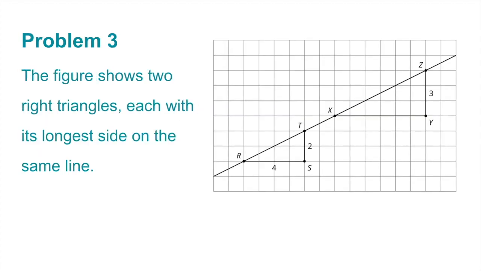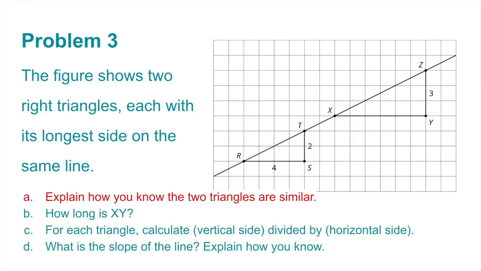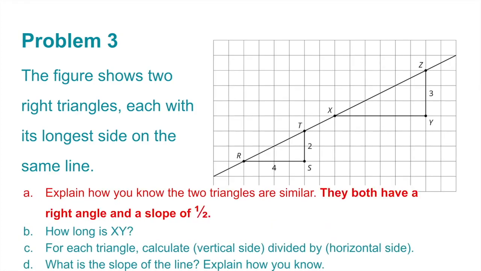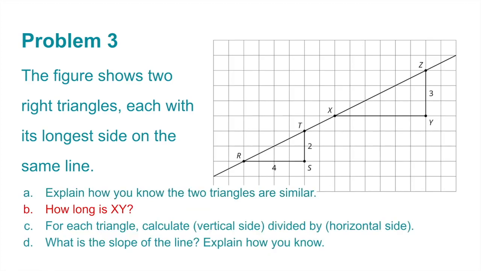Number three, the figure shows two right triangles, each with its longest side on the same line. A, explain how you know the two triangles are similar. They both have a right angle and they both have a slope of 1/2. B, how long is XY? XY is 6 units long.